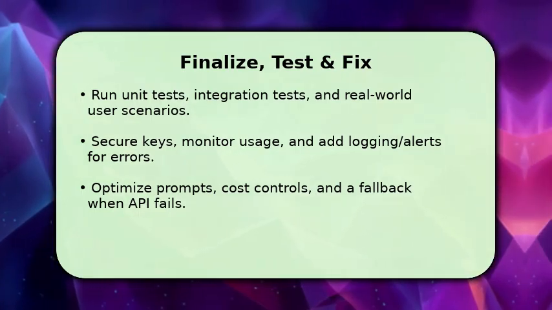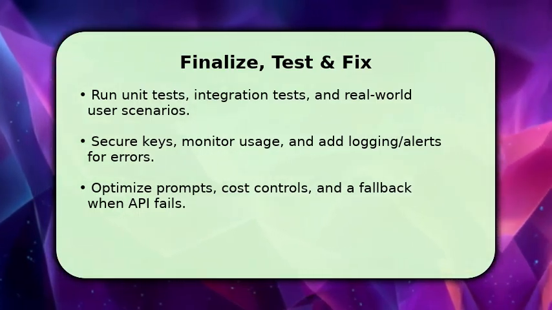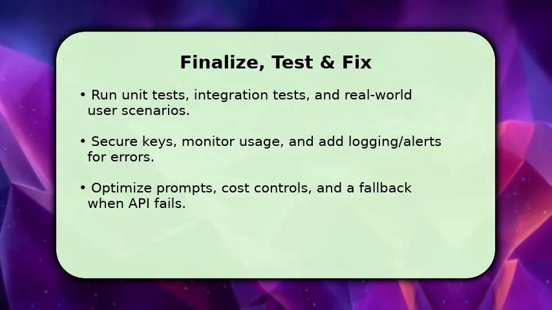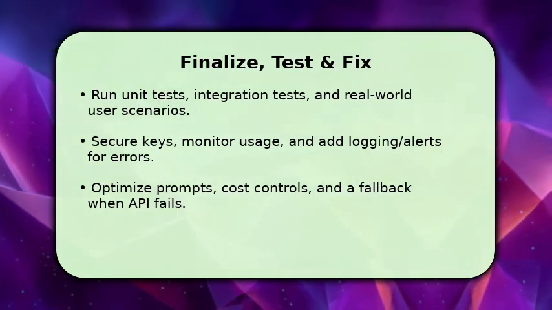spikes. Once stable, optimize prompts to reduce token counts and add a graceful fallback, cached answers, or a simple apology if the API is unavailable.